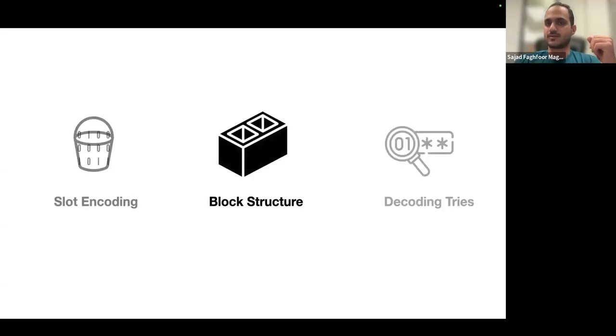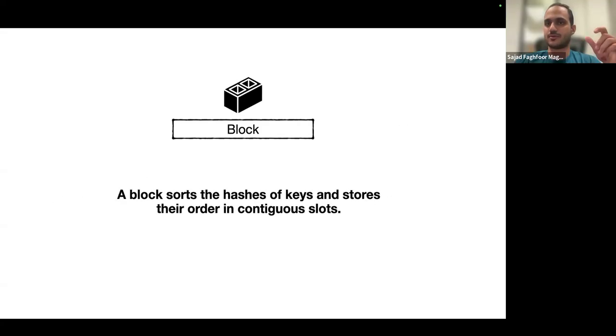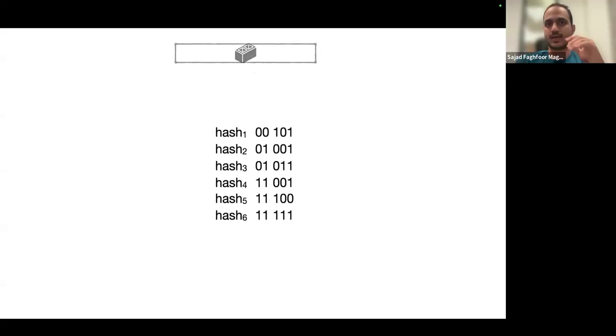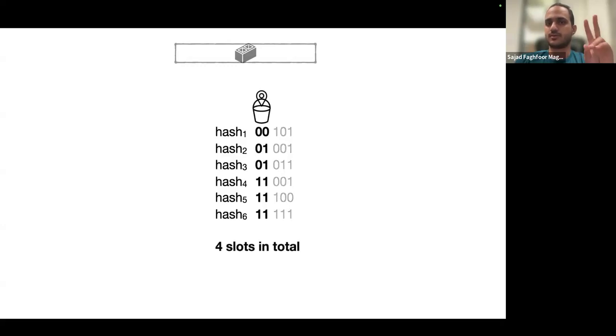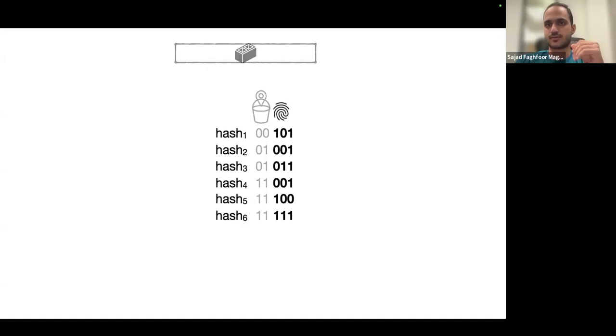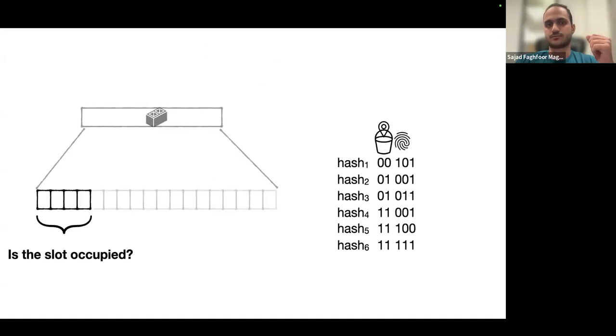So now let me talk about the block structure. And remember, a block consists of contiguous slots packed together, and the block implicitly sorts the keys based on the hash value of the keys. So let's get into that. And now, again, with another running example, assume we have 6 keys that are being mapped to this block. In this example, the first 2 bits correspond to the slot index, meaning that in total we have 4 slots, and the rest corresponds to the fingerprint.